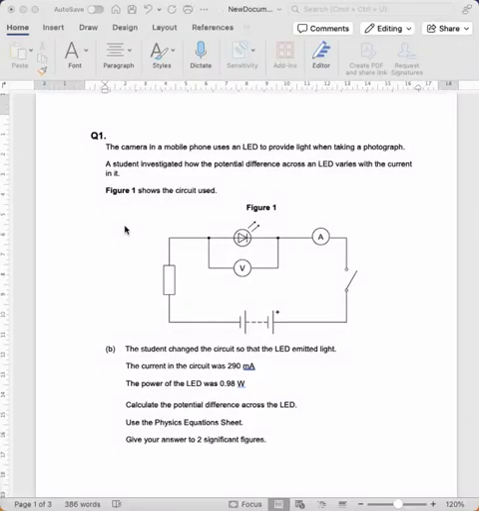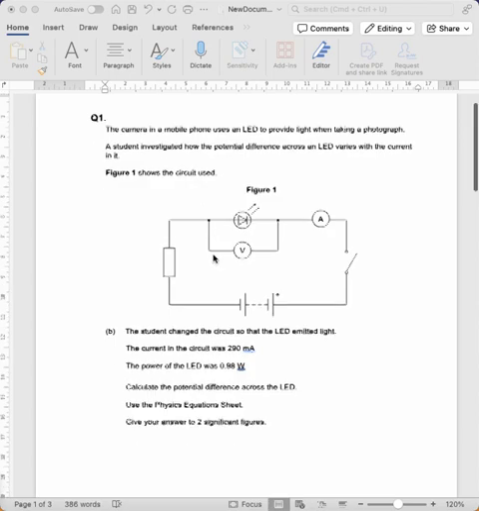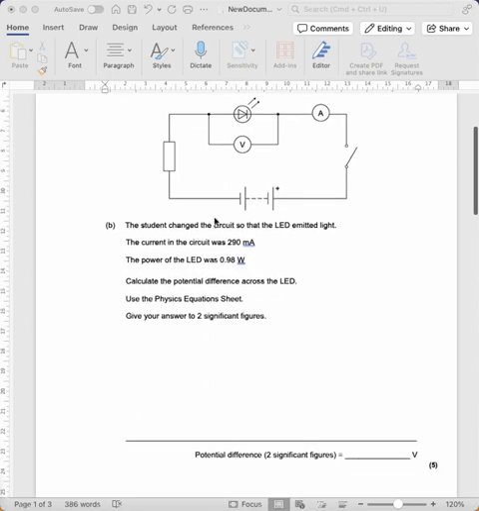Okay, so this is a question on the higher tier paper. Question 1. A camera in a mobile phone uses an LED to provide light when taking a photograph. A student investigated how the potential difference across an LED varies with the current in it. Figure 1 shows the circuit used, which is this circuit here. The student changed the circuit so the LED emitted light.